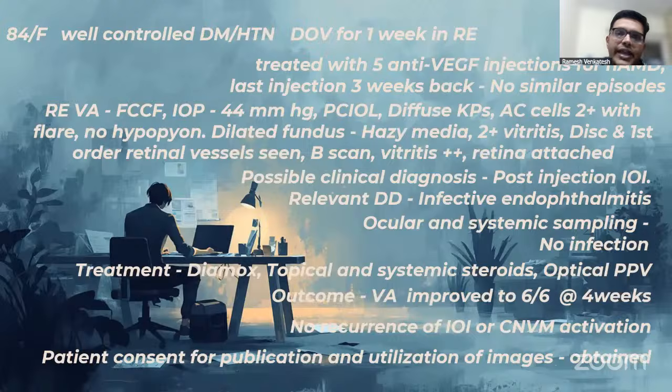Now, in our case, this is what we realized using those 10 pointers from the case description. And you would realize that when I write this case description, I have written that it's an 84-year-old female. She's well controlled with diabetes and hypertension, complaining of diminution of vision in the 1 week, treated with anti-VEGF agents. And on ocular examination, this is what we found.